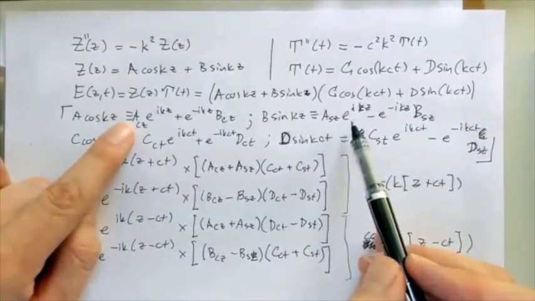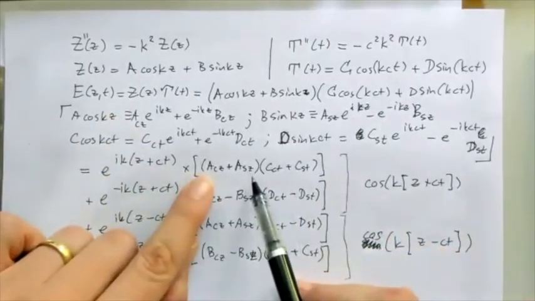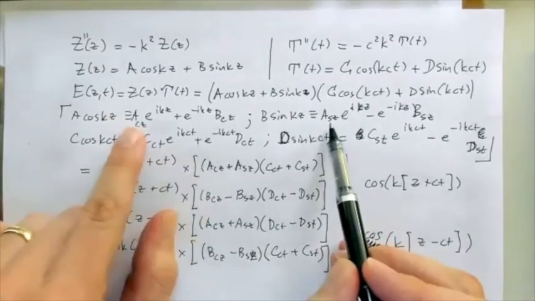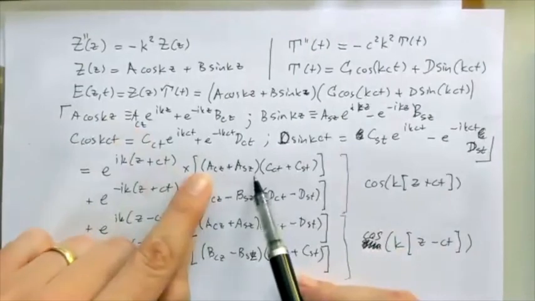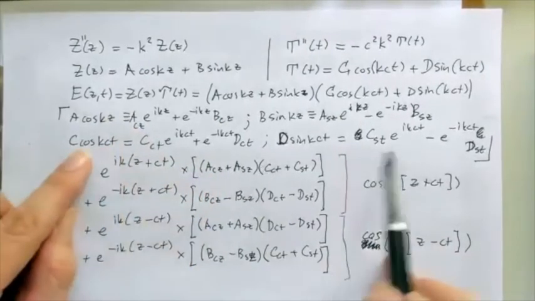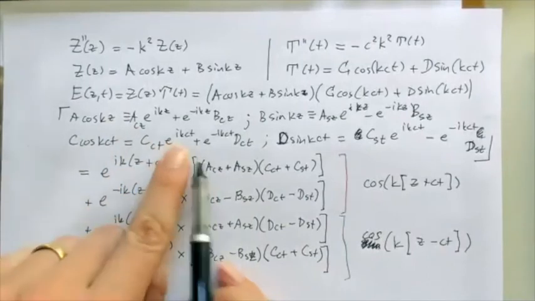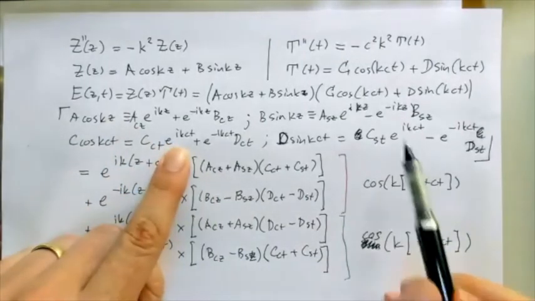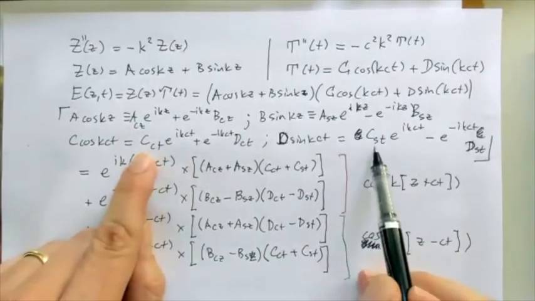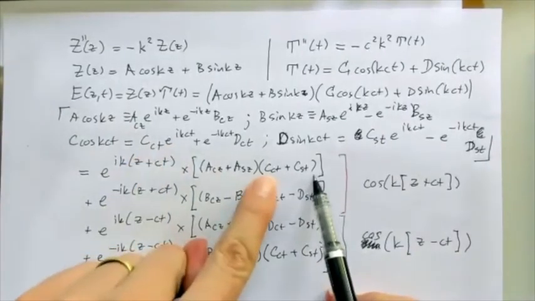So we have to factor them and put them in parentheses. So that's why we have an A cos kz and an A sin kz. So these two. And then we're going to multiply that with whatever is on the time side that has the e^{ikct}. That's an e^{ikct} here and an e^{ikct} there. So that's going to be multiplied with cos kct, sin kct. So those are going to go here.